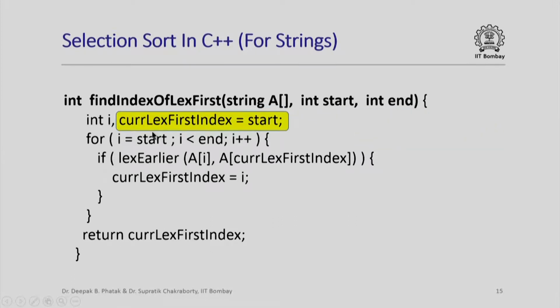We are going to use this variable called current lex first index instead of current max index, and then we are going to simply iterate in this loop, and we are going to use this function that we have just seen, lex earlier, to figure out if the current element of the array appears lexicographically earlier than the current lexicographically earliest element that I have already seen, and if so, we update current lex first index to i and iterate. Finally, when this function returns, we have the current lex first index, the index of the lexicographically first element in the part of the array between start through n-1.